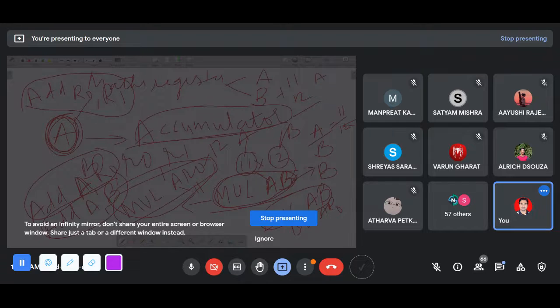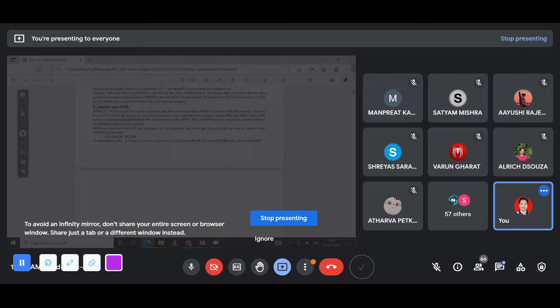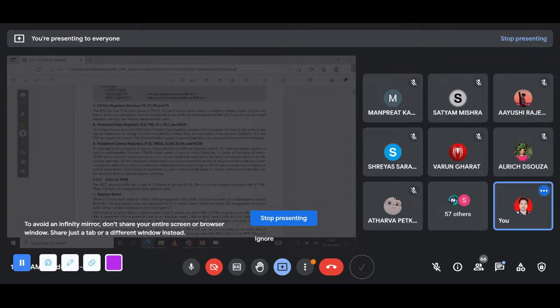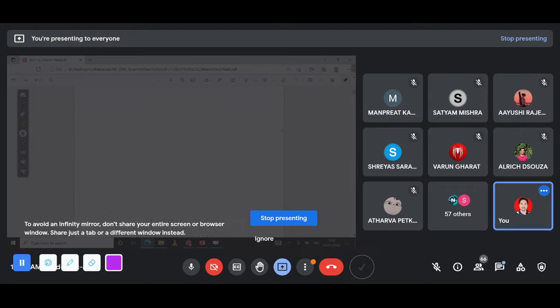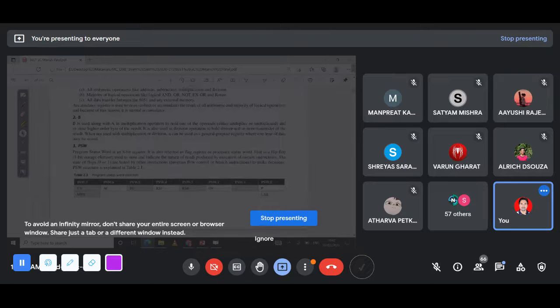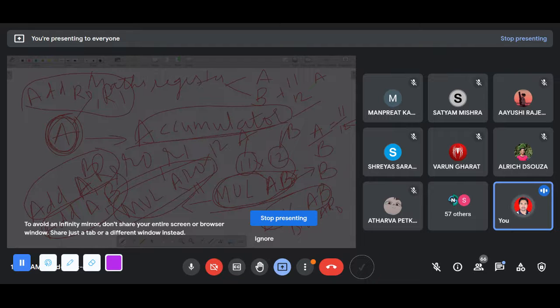So we will directly see what the PSW is. Yes, see here now, PSW. When I'm talking about the PSW, it reflects the status of the result. Okay, so I will go one by one to make you understand what this status of the result is.